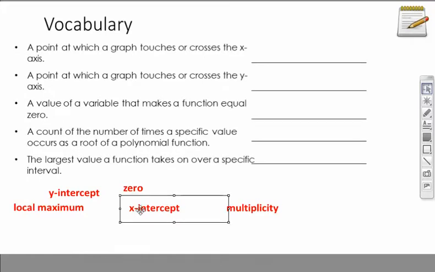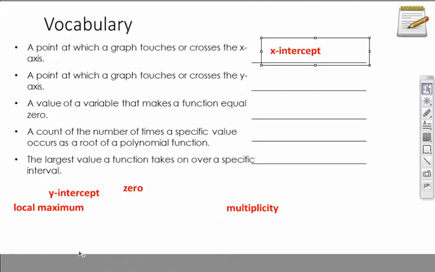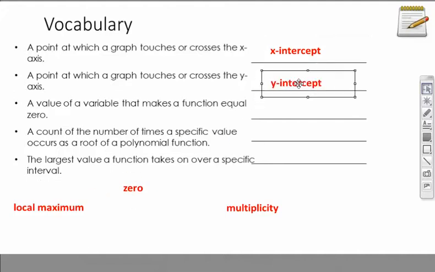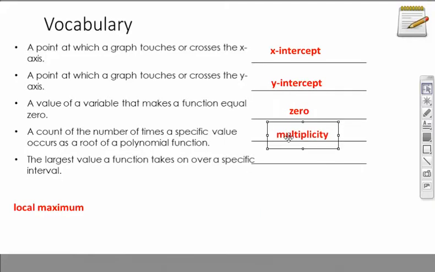A point at which the graph touches or crosses the x-axis, and we know that is the x-intercept. And then a point at which the graph touches or crosses the y-axis is going to be your y-intercept. And a value or a variable that makes a function equal 0, that's going to be a 0. And then a count of the number of times a specific value occurs as a root of a polynomial function, that's going to be multiplicity.